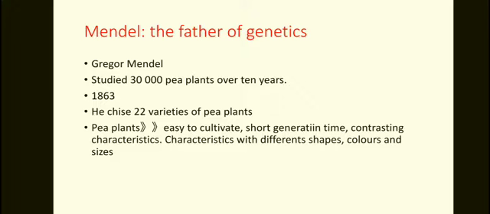So, Gregor Mendel was an Austrian priest who lived in a monastery. As he was living in the quiet environment of a monastery, he was able to carry out experiments to study variation in plants. He had a large garden, and there he studied almost 30,000 pea plants over 10 years.